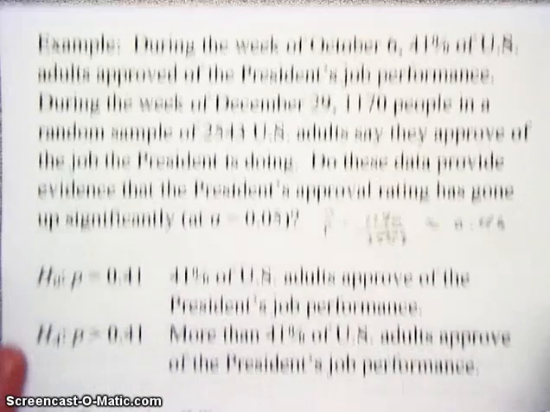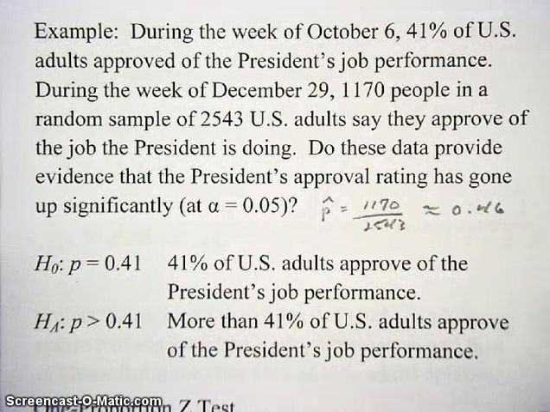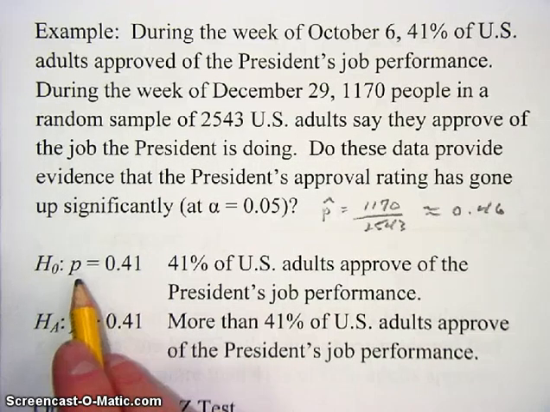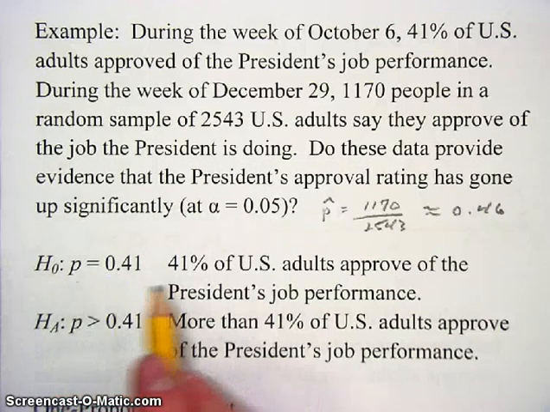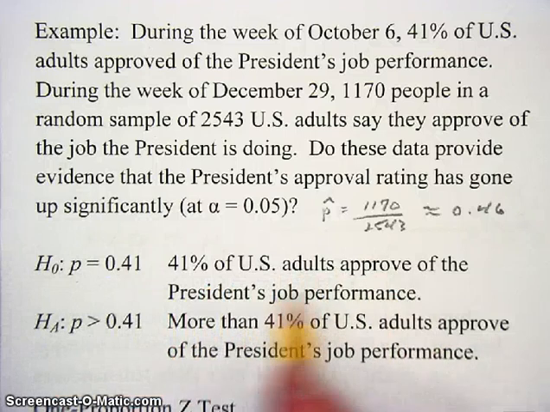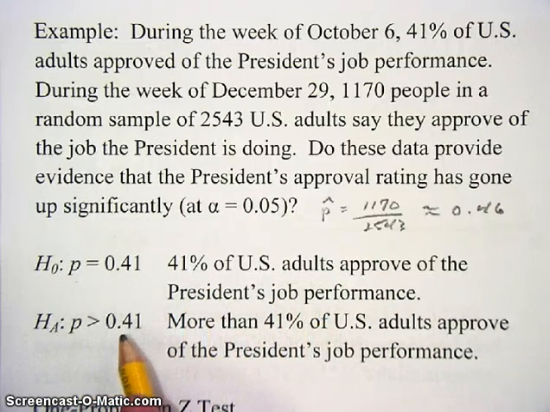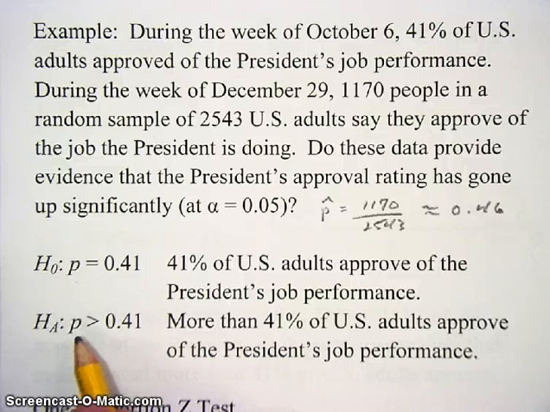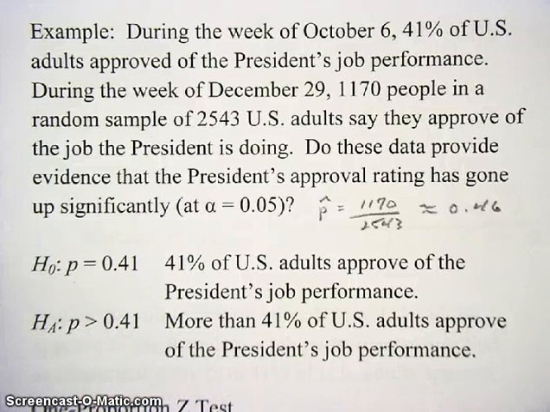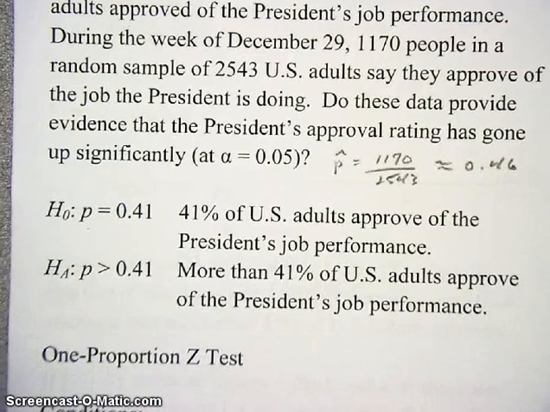Our null hypothesis is going to be that there is no change. The null hypothesis is that P is equal to 0.41. That is, 41% of U.S. adults approve of the President's job performance, versus the alternative that P is greater than 0.41. That means more than 41% of U.S. adults approve of the President's job performance. The test we're going to conduct is a one proportion z-test.